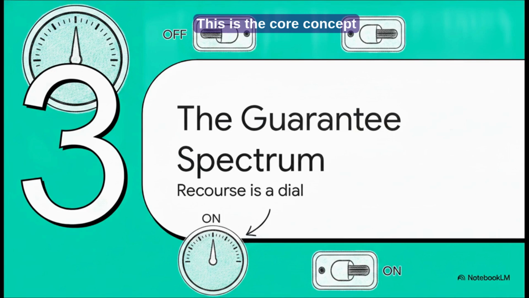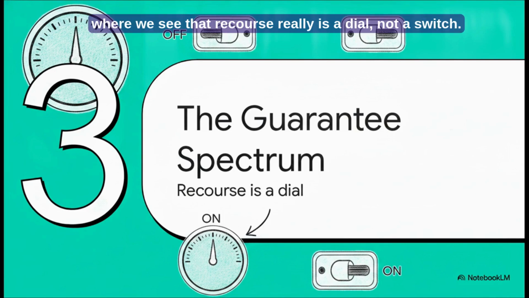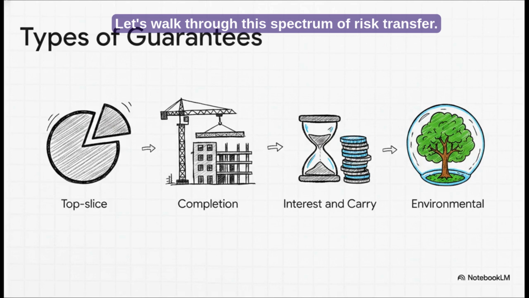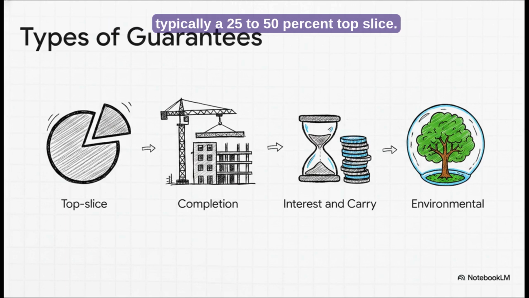All right, moving into Section 3, the guarantee spectrum. This is the core concept where we see that recourse really is a dial, not a switch. Let's walk through this spectrum of risk transfer. Starting at the top, we have full recourse. Now, this is pretty rare for stabilized assets, but it's super common if the sponsor is untested. Moving down, we have partial guarantees, typically a 25 to 50% top slice.